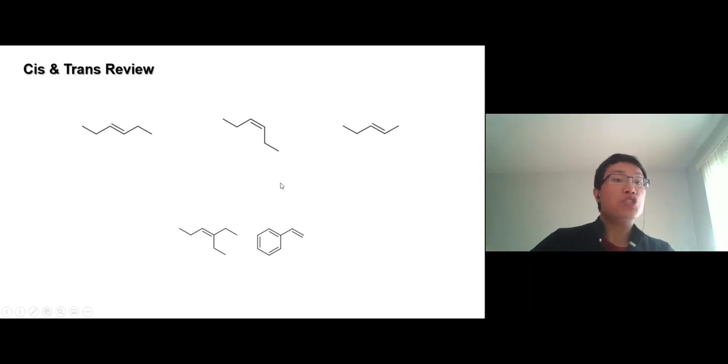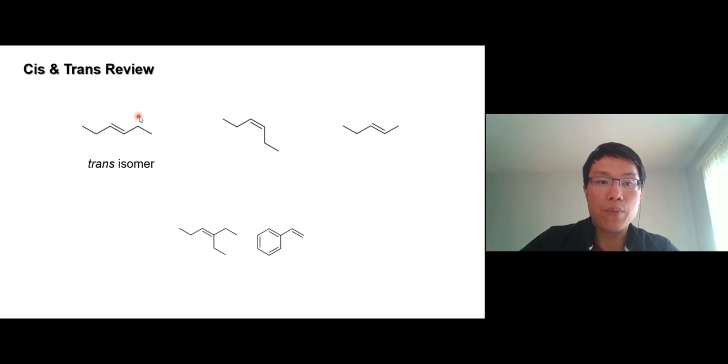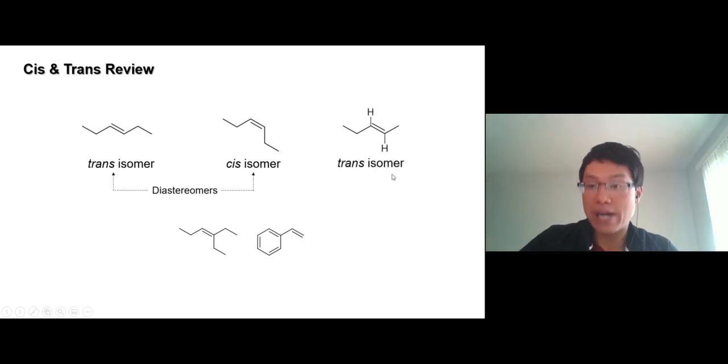I mentioned cis and trans isomers at the very beginning of this chapter. Let's review it real quick. Cis and trans: we look at the same group on two different carbons on an alkene or on a ring. If they point in the opposite direction, that's trans. Same direction, that's cis. If an alkene doesn't have the same group, you can look at hydrogen as well. And that's a trans isomer.